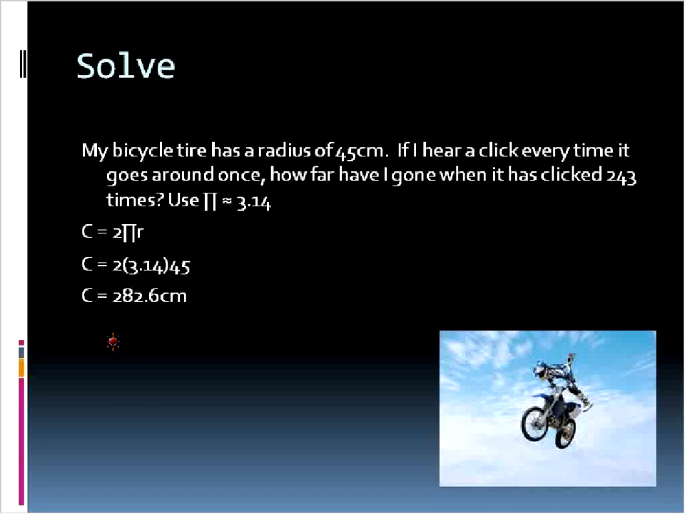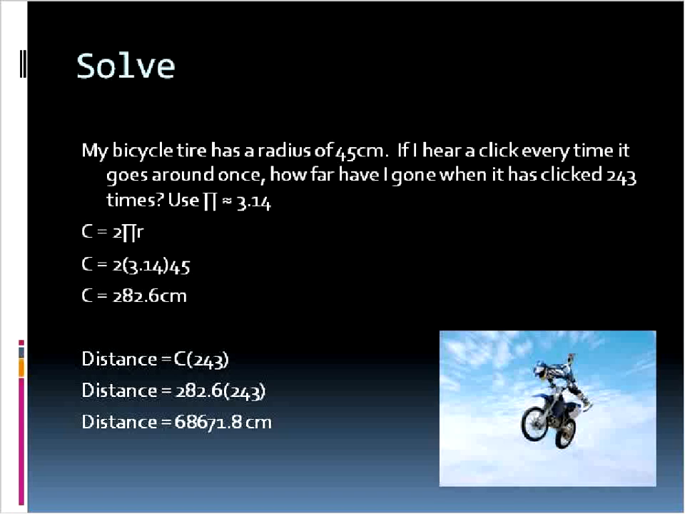What we want to do to find the distance then is multiply the distance from when it goes around one time times however many times it went around. So the distance is equal to the circumference times the number of rotations, or the number of clicks in this case. All right, I'm going to substitute my value for circumference right into my equation there. Solve, probably use the calculator for this step, and I'll get that my distance is 68,671.8 centimeters.